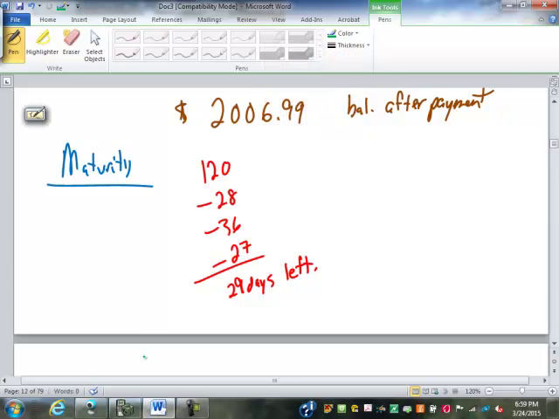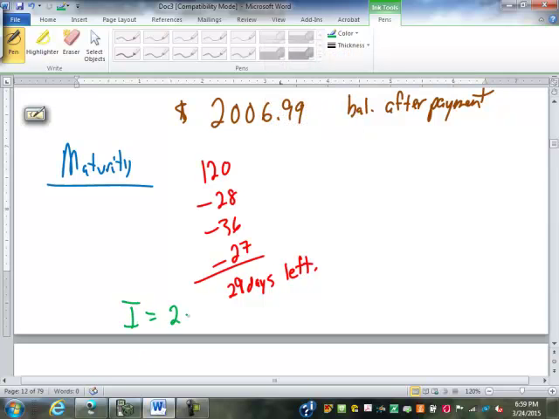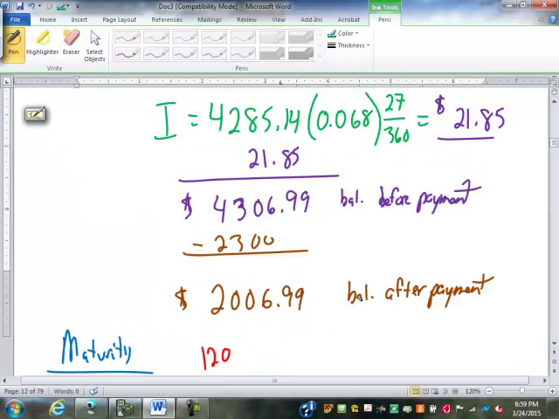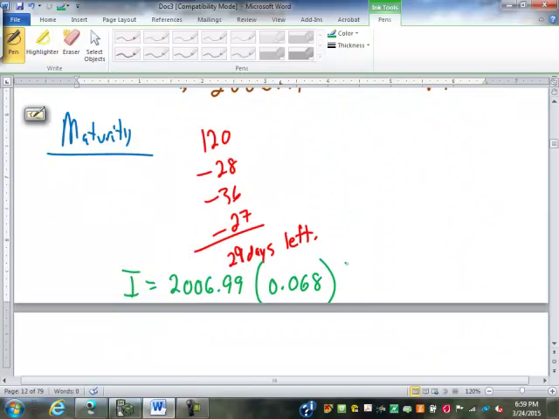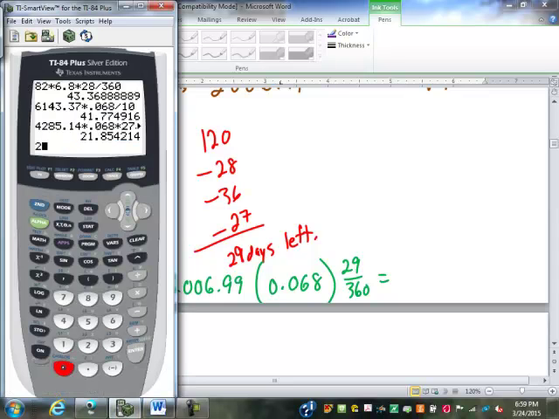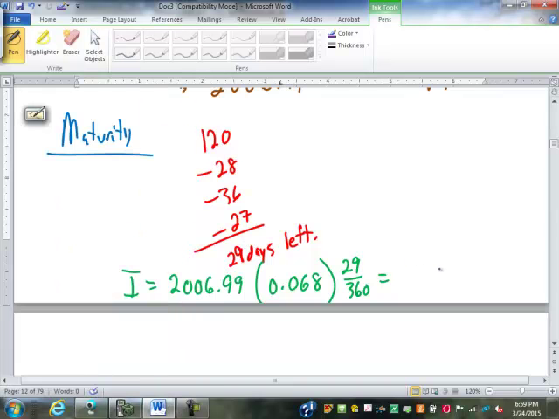We're going to find our interest, which is our $2,006.99 principal, our 0.068 rate. Make sure that's right. Yep. And times 29 over 360. So $2,006.99 times 0.068 times 29 divided by 360 is $10.99.